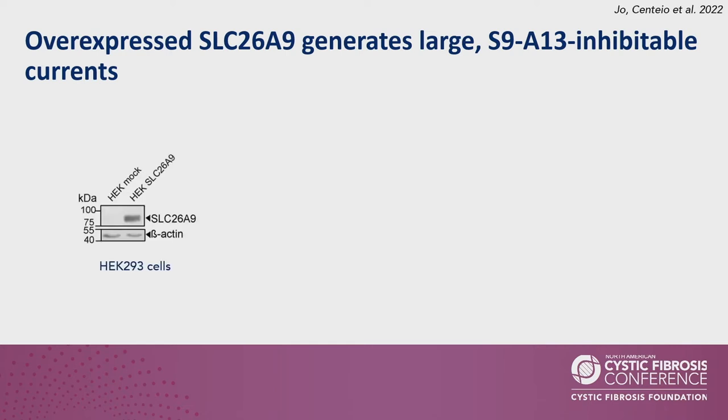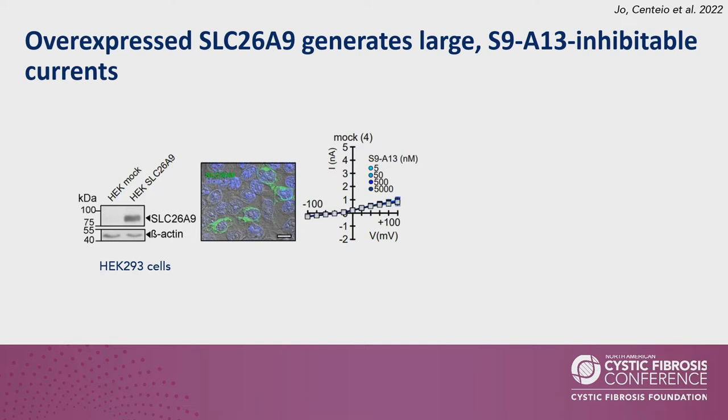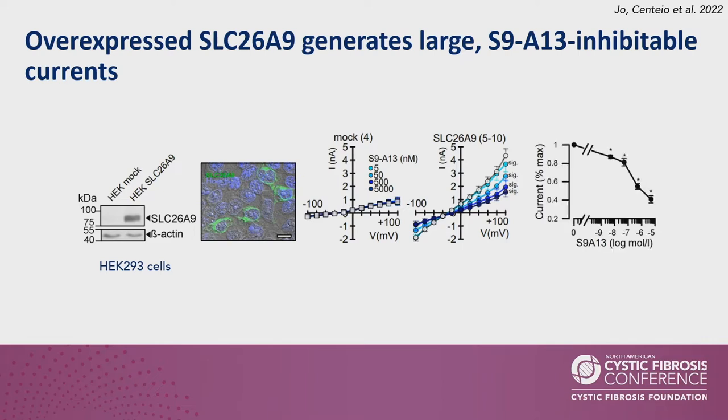And then we moved on to our commonly used cell system, the HEK cells, where we overexpressed A9, and we found a cytosolic, also membranous staining. And in the mock situation, we had very small basal unstimulated currents that were not sensitive to increasing concentrations of this inhibitor. And when there was overexpression of SLC26A9, now we had larger unstimulated currents that were dose-dependently inhibited by this inhibitor. But this was obtained in an overexpressed condition.